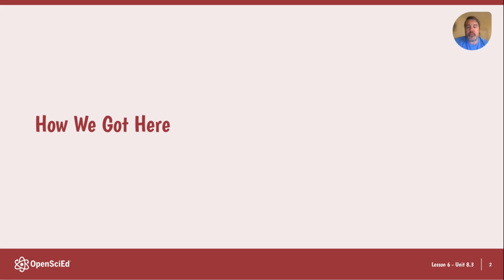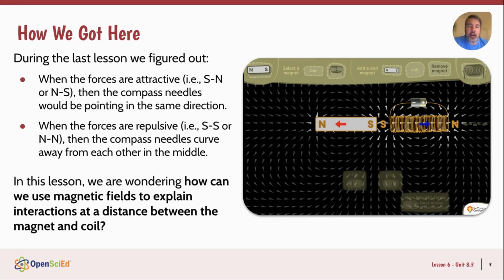All right, so let's remind ourselves how we got here. In lesson 5, we explored the simulation and we introduced an additional permanent magnet or coil, and we saw that the field has a particular shape. Depending on the orientation, if things are attracting, those lines sort of point to one another and seem to connect, and if it's repelling, they seem to curve away from one another in the middle. So in this lesson, we're wondering how can we use all of this to explain what's happening with the magnet and the coil and the speaker.